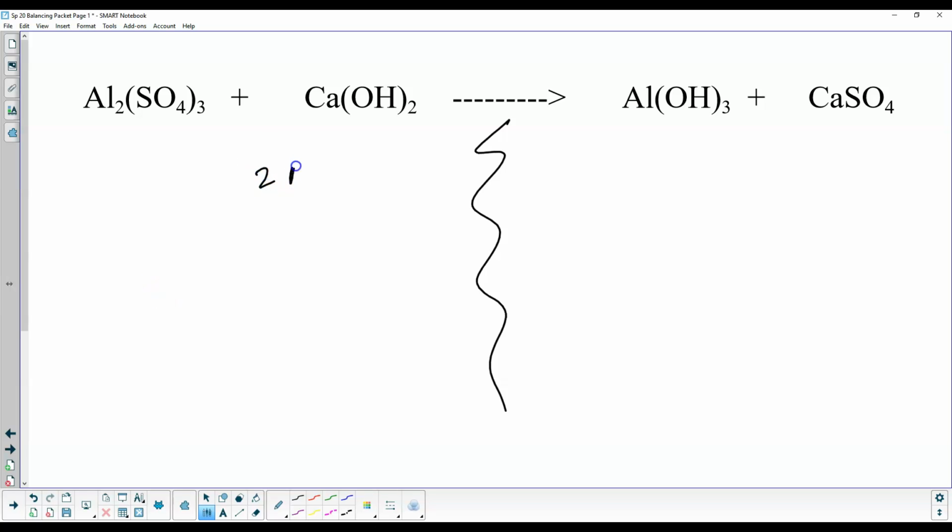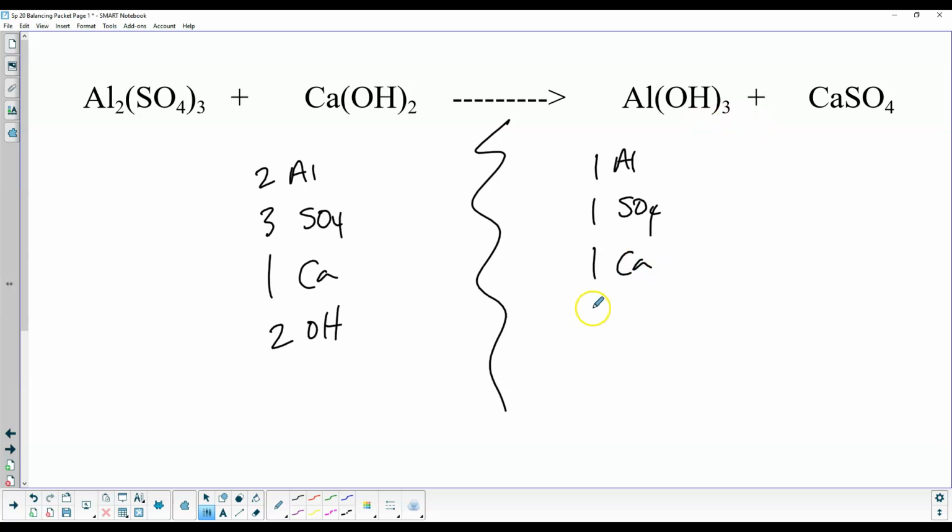It looks like 2 aluminums. Notice this is 3 sulfate groups. Okay, so the parentheses with the 3 outside means there's 3 of everything inside, 3 sulfates. I have 1 calcium. I have 2 hydroxides. Product side, 1 aluminum. Sulfate, I have 1. Calcium, I have 1. Hydroxide, I have 3. And notice I mirrored the same order, all right?